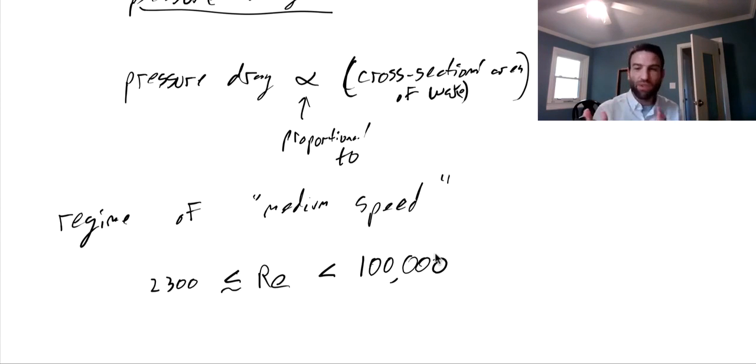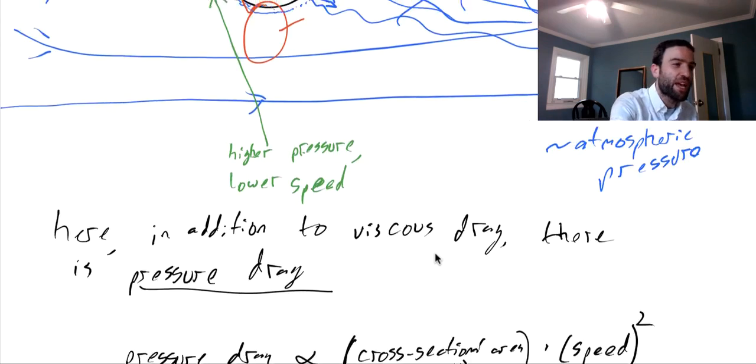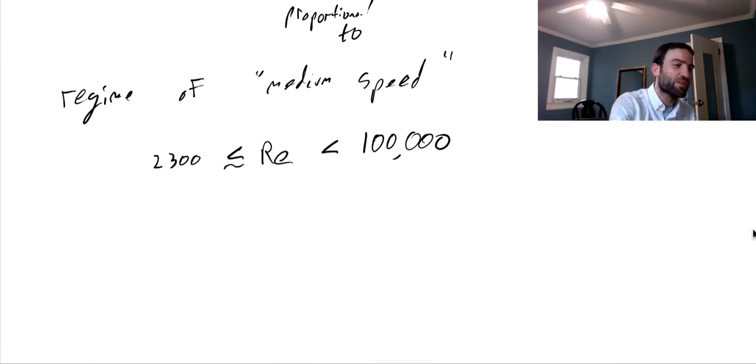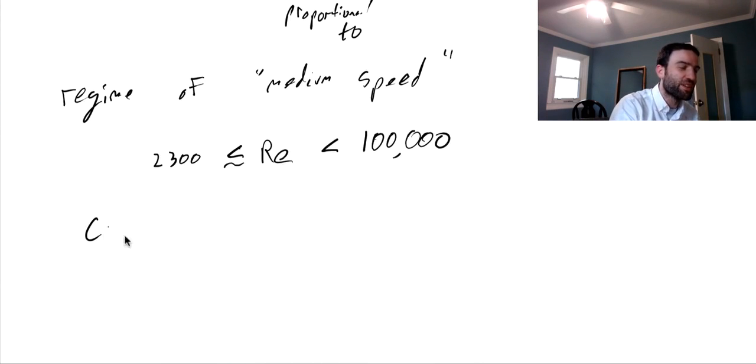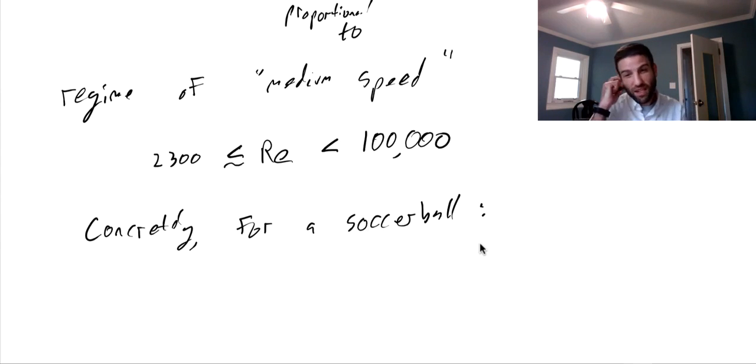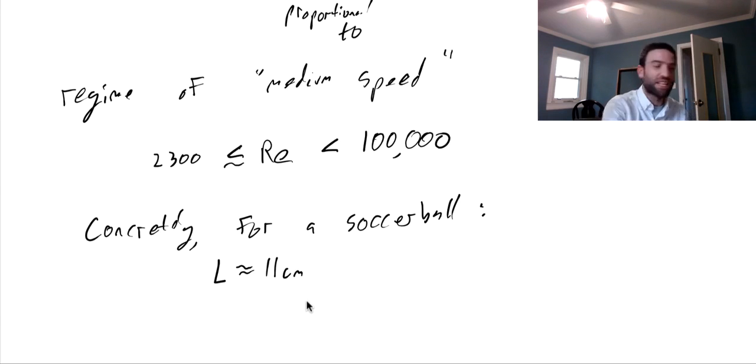So when the Reynolds number is in this regime, that's when you have this medium speed behavior where you have smooth laminar flow. The boundary layer of air starts out flowing smoothly around the soccer ball, it gets disrupted, and then you have this turbulent wake behind you. So, let's be concrete. Concretely, for a soccer ball, a regulation size soccer ball has a radius that's about 11 centimeters.